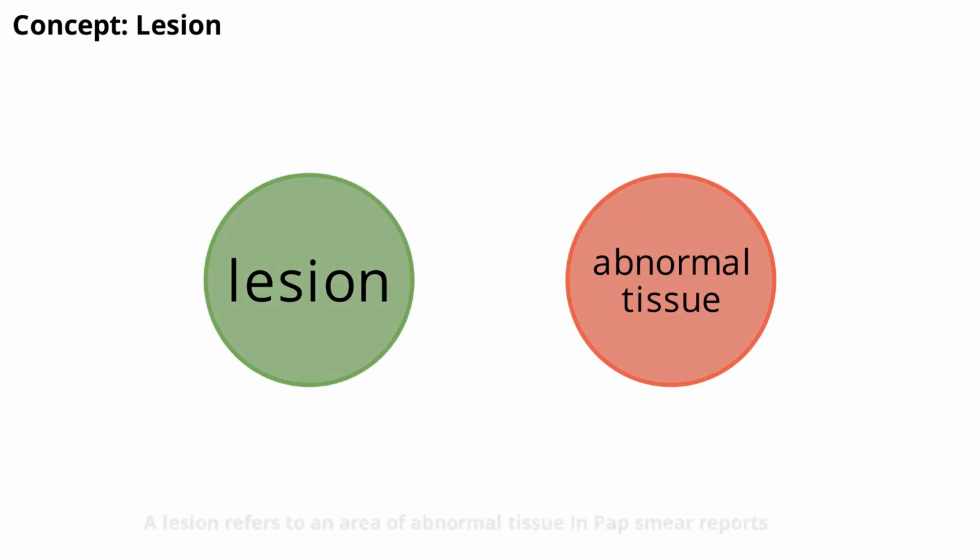A lesion refers to an area of abnormal tissue. In pap smear reports, lesions are classified as low-grade or high-grade based on how abnormal the cells look. This classification helps determine the urgency of follow-up.